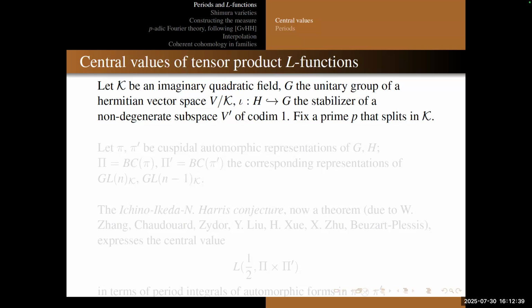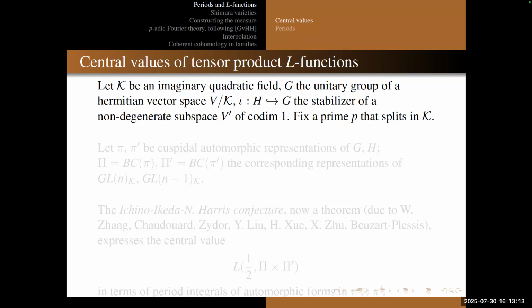So the starting point are tensor product L functions, otherwise known as Rankin-Selberg L functions, and they're going to be attached to pairs of automorphic representations of unitary groups. Again, why unitary groups? Really, the idea is to look at automorphic representations of GLN, which are the basic universal objects, but the best approach to them and to study them arithmetically is through Shimura varieties, which are attached to unitary groups.